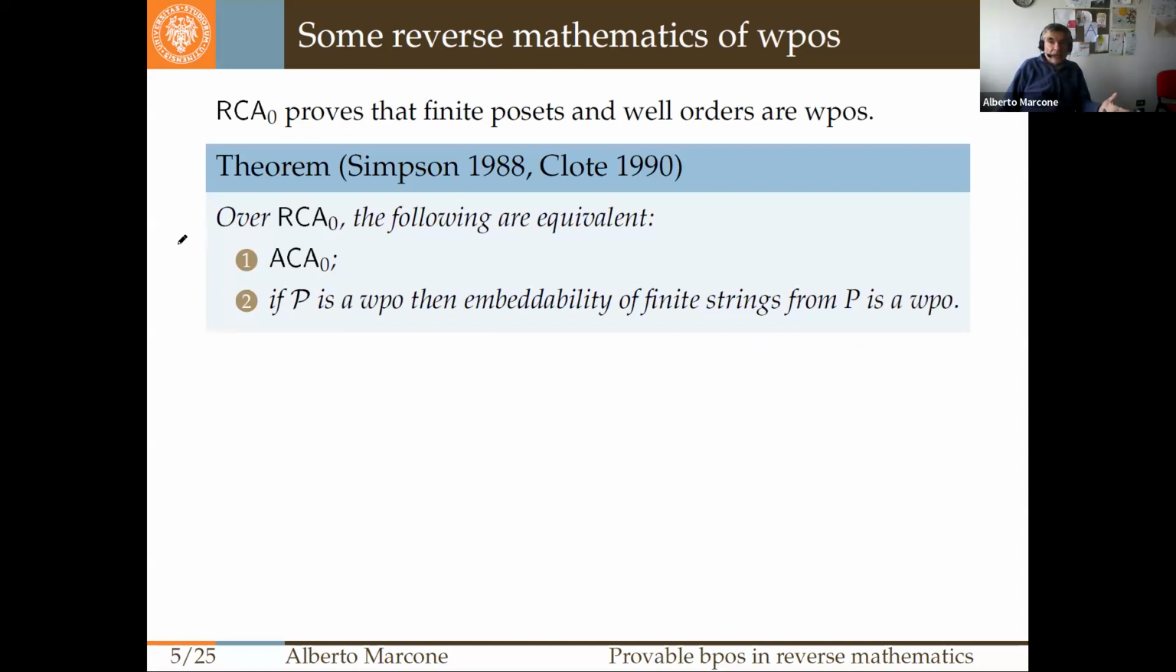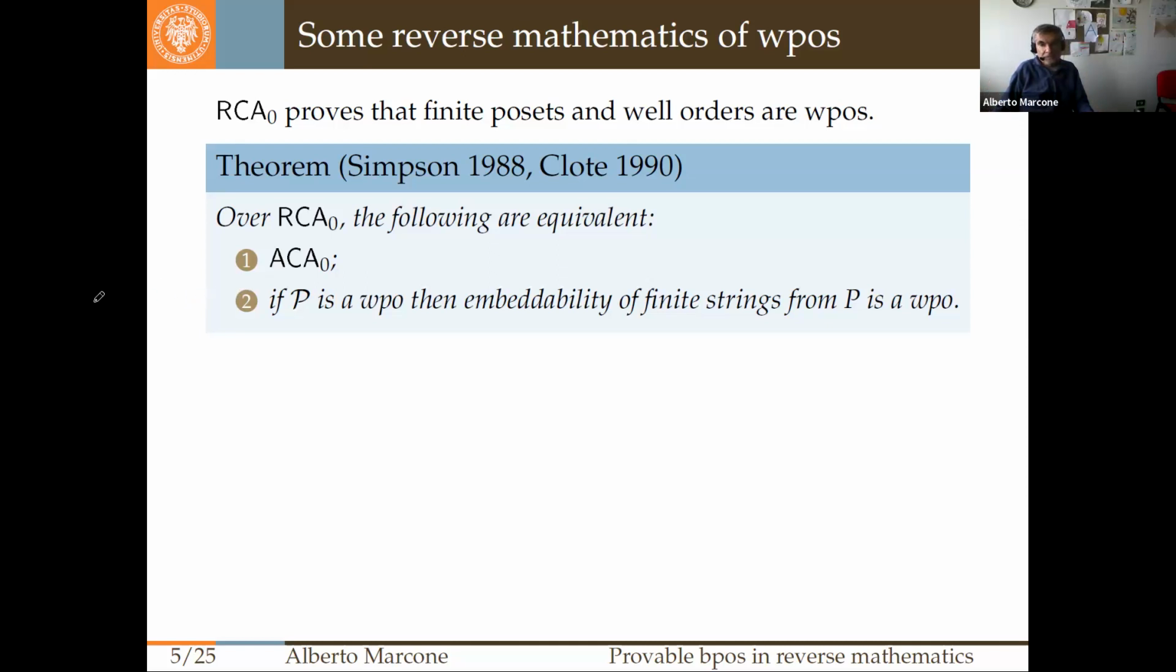On the other hand, already in the 1980s, Simpson and Clote, putting together the result, showed that ACA naught is equivalent to the following statement, which is what is usually called Higman's theorem. If you start from a well partial order and you form finite strings from the partial order under a very natural embeddability relation, then this relation will also be a well partial order.